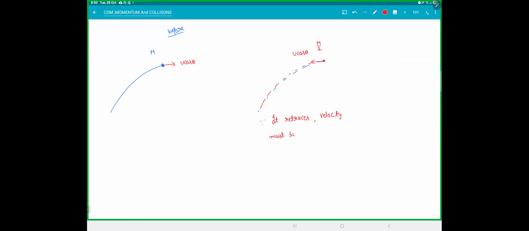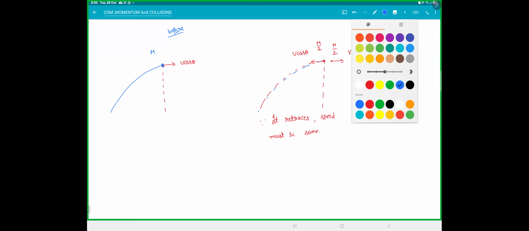Because time of flight will be same, na? The height is same, so both will have same time of flight. And if you want same range, so the velocity must be same. Speed must be same. The other particle, I don't know how it is going. Let it be v bar.